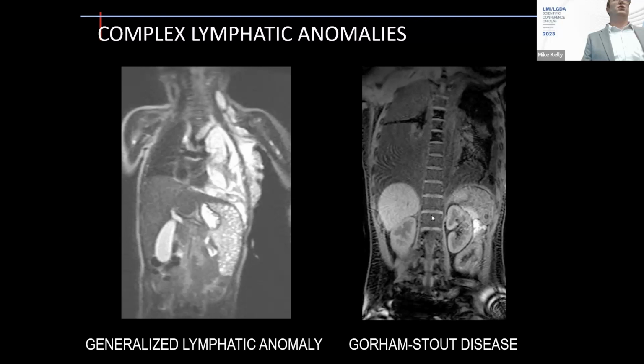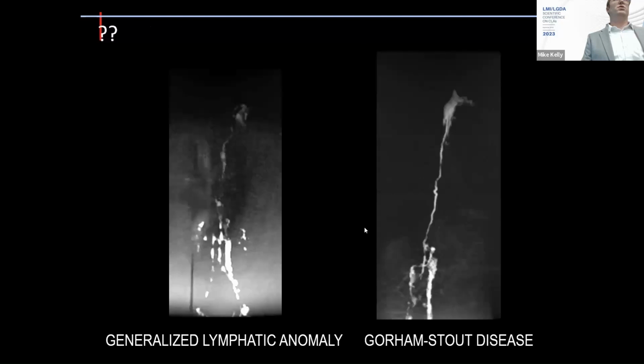And this is an 18-year-old who came with Gorham-Stout disease. You can see the bony loss here in the darker vertebrae. You can also see her spleen is abnormal. This is a different sequence. It's T1, so the little bright spots are dark here, but she also has this abnormal spleen.